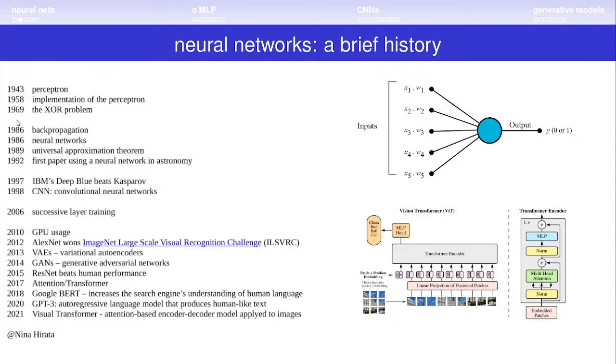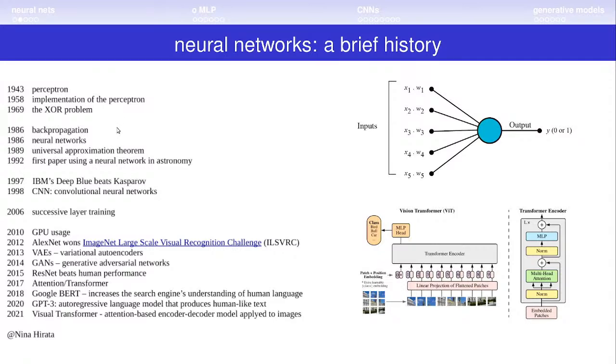But in 1969 appears what is called the XOR problem. That in fact is a demonstration that the perceptron with the original architecture was unable to deal with problems not linearly separable. So the neural network field entered what people call a winter, a period during which nobody published too much on neural networks.